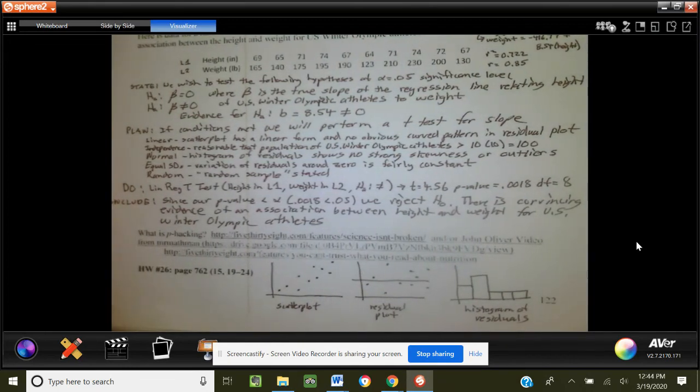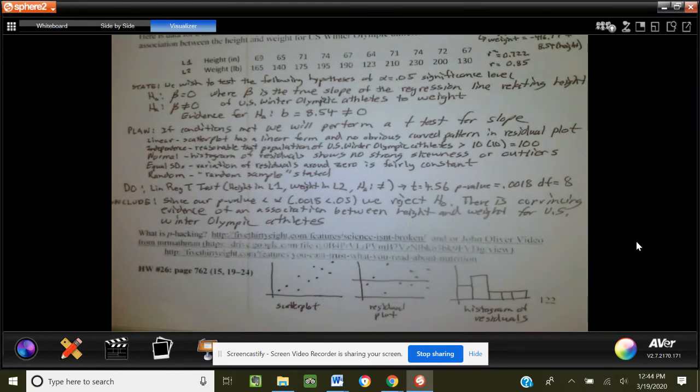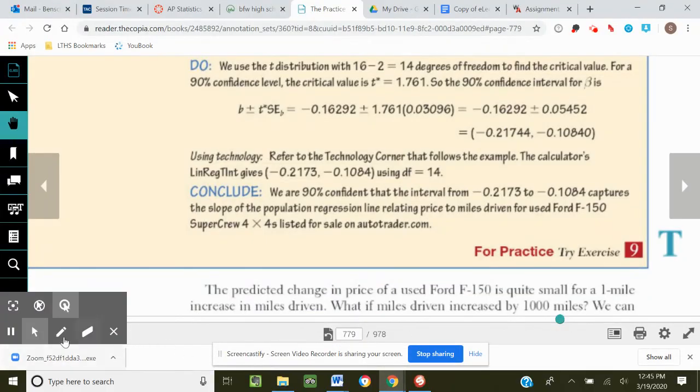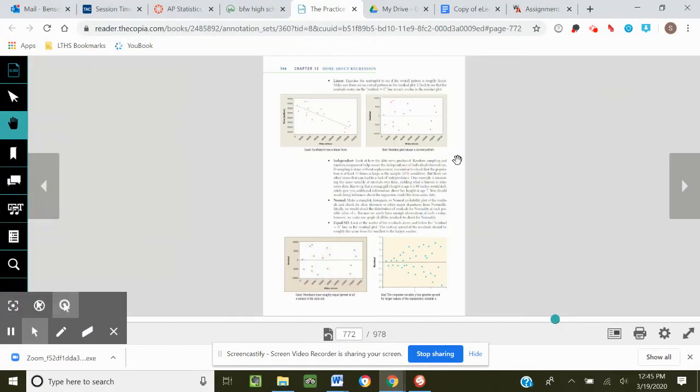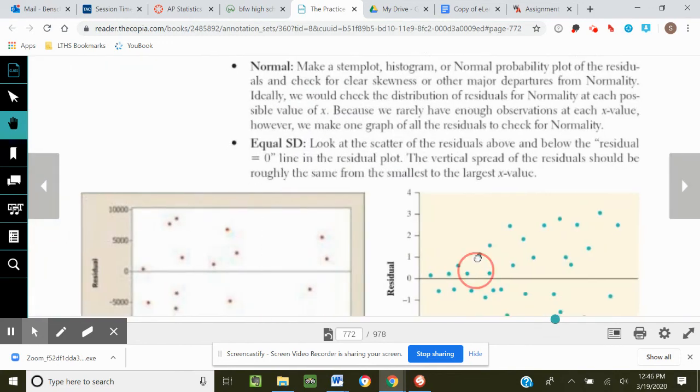All right, let me pause for just a second, and let me find a bad residual plot. Just 1 second here. Okay, I'm on page looks like 744 of the textbook. So the equal SD condition, at the bottom of that page, they show you a good example of where that condition is met versus where it's not. Let me make this a little bigger.